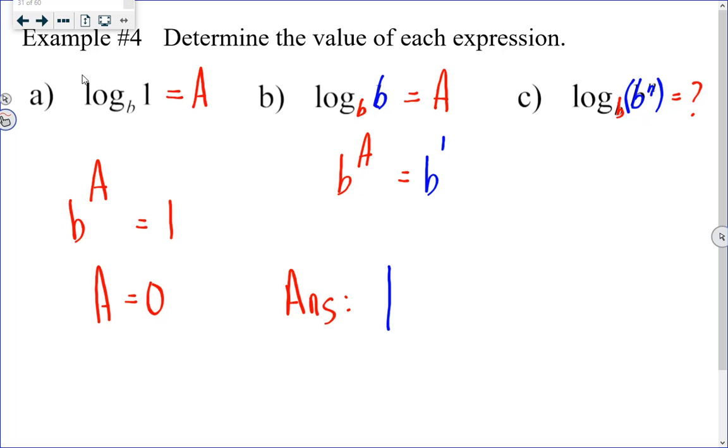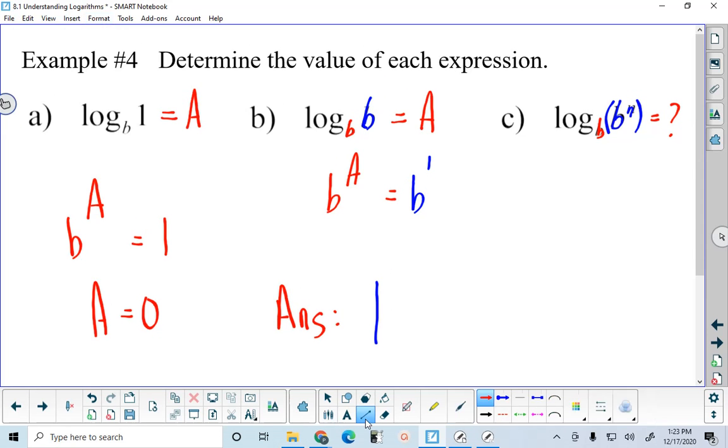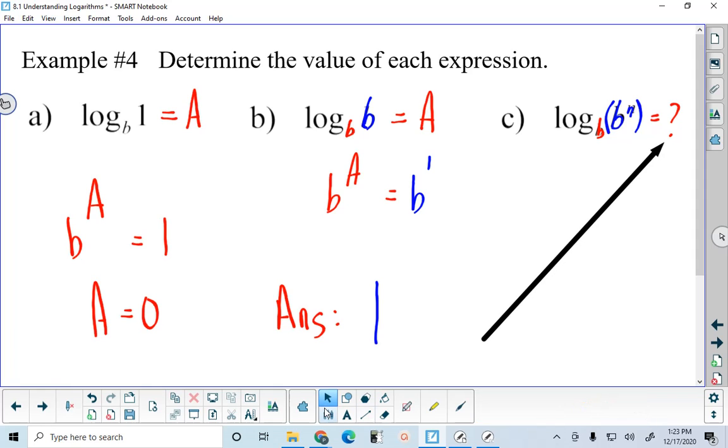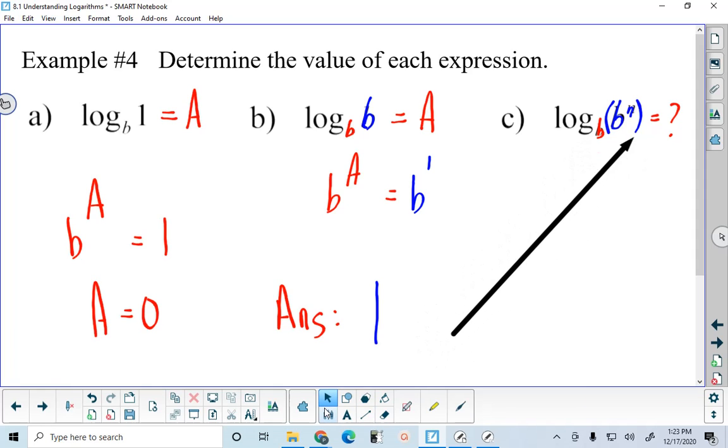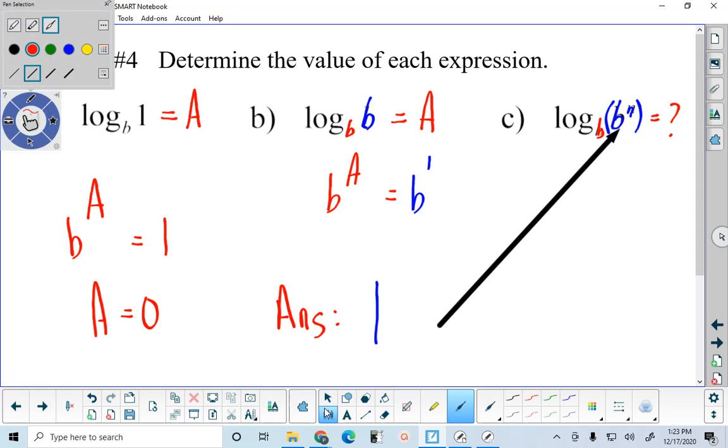Log base b of b to the n, even how I said that, is saying: what exponent would I raise b to get b to the n? What do I raise b to so that it becomes b to the n? Well, n. And this is not obvious. The answer here is n.